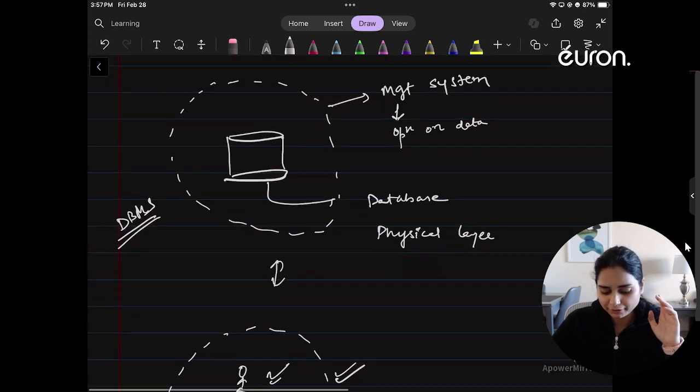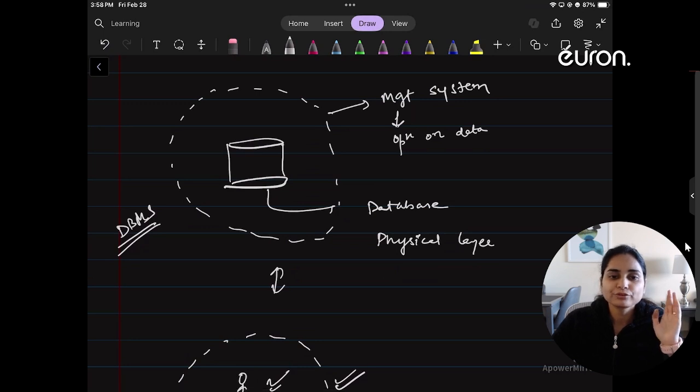Similarly, when you talk about DBMS, whenever you have to add any data or manage any data, this management system is going to play the main role. This management system is going to take care whenever you are adding some data, updating some data, or deleting some data. This is something which is going to take care of the problem we have with redundancy. So that is how it is going to be.